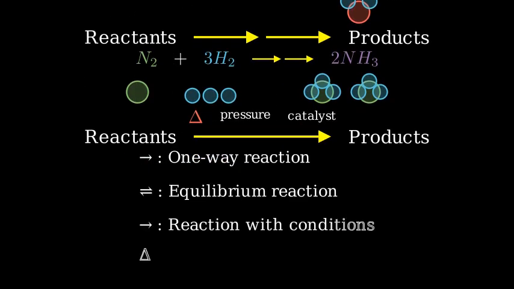Understanding these arrows is crucial in chemistry as they help us visualize how chemical reactions work and what conditions are needed for them to occur.